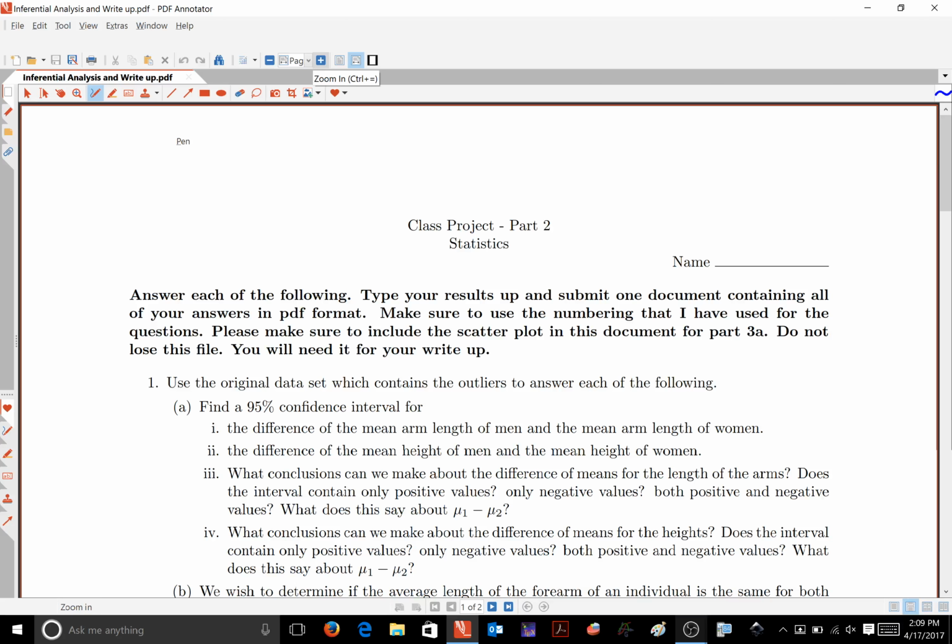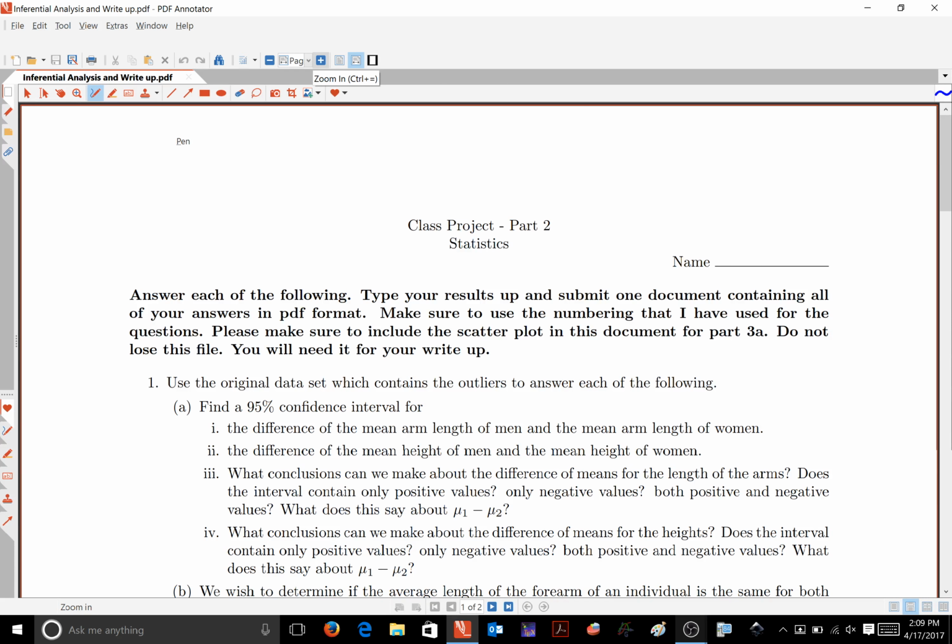You're going to do the difference for the height as well: the height of the men and the height of the women, a confidence interval for each. Draw conclusions about that as well. The conclusions under 1A are going to be number 3 and number 4. Those are the conclusions based off of whether your interval is all positive, all negative, or a combination of both.